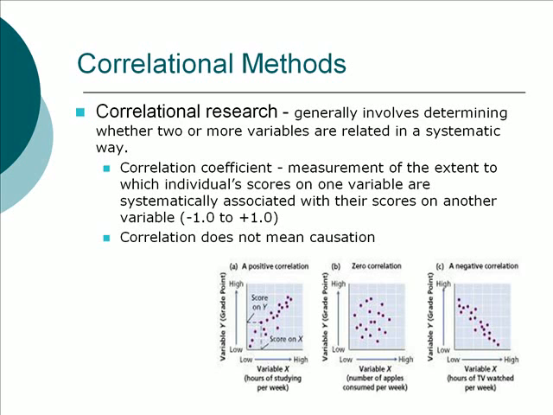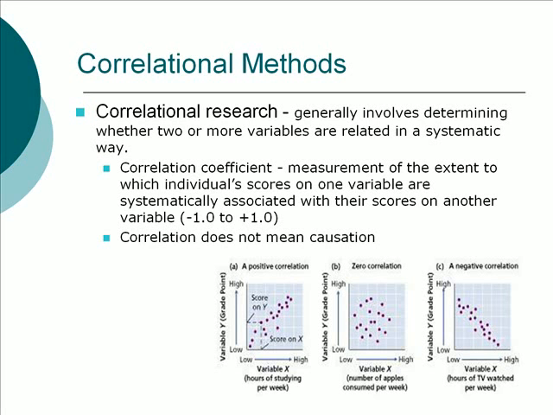Okay, here's a nice little graphic that gets into positive correlations, zero correlations, and negative correlations. You can see on part A of that slide, with a positive correlation, that as the variable y goes up, so does variable x. Zero correlation shows that it doesn't really matter what variable y does to predict variable x. And a negative correlation shows the higher that y gets, the lower that variable x gets.